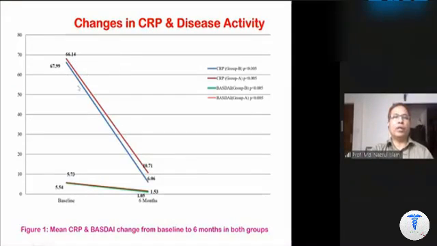the blue bar on the CRP. Here is the BASDAI for group A and group B. So it shows us the drug was found to be very effective from baseline to 6 months, and similarly both the drugs were effective. But interestingly, if you look at the bar, possibly it is not statistically significant, but CRP reduction is more marked with the etanercept group.